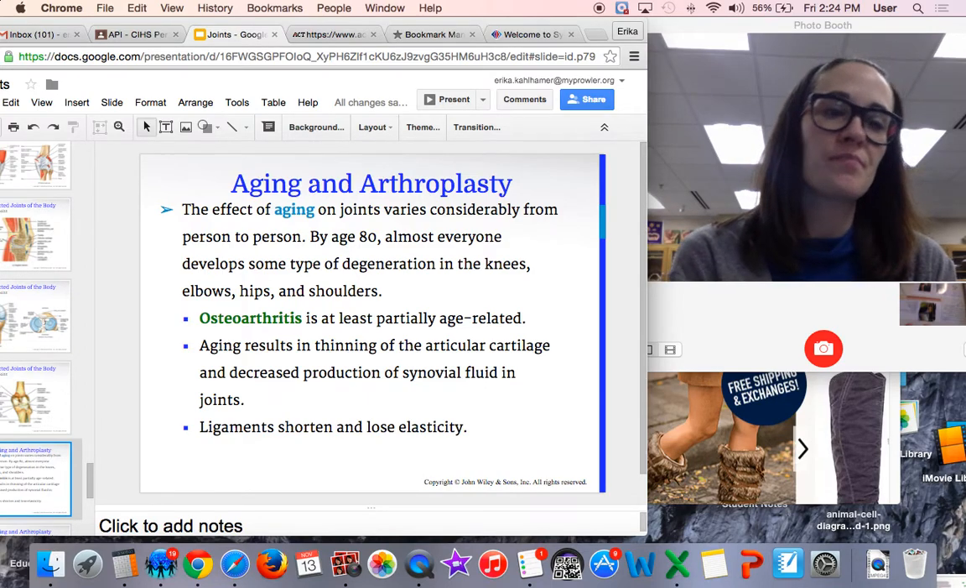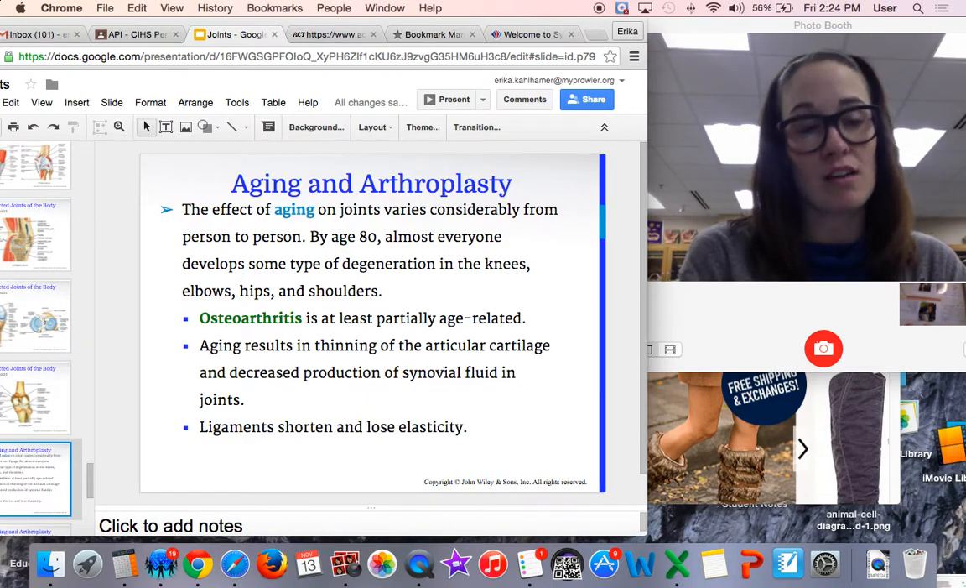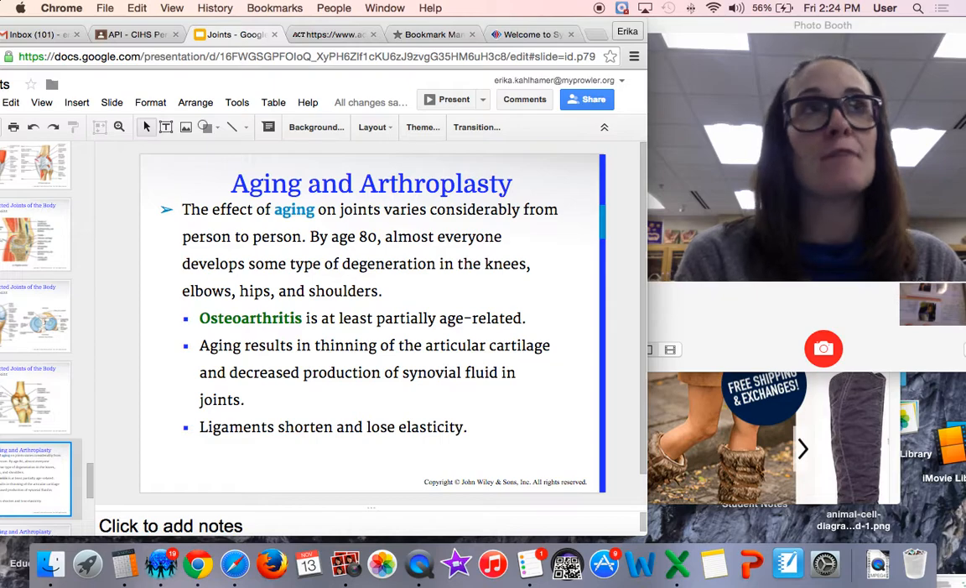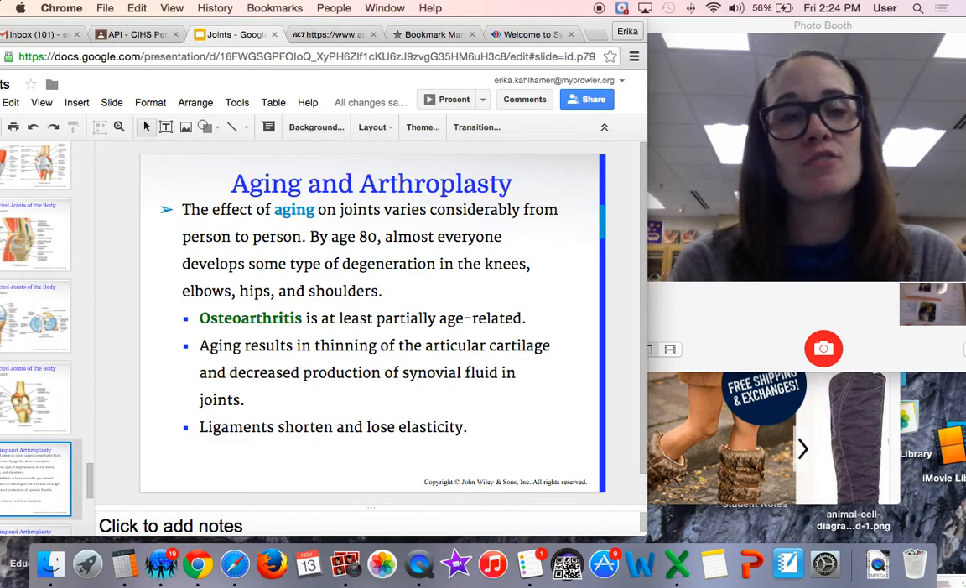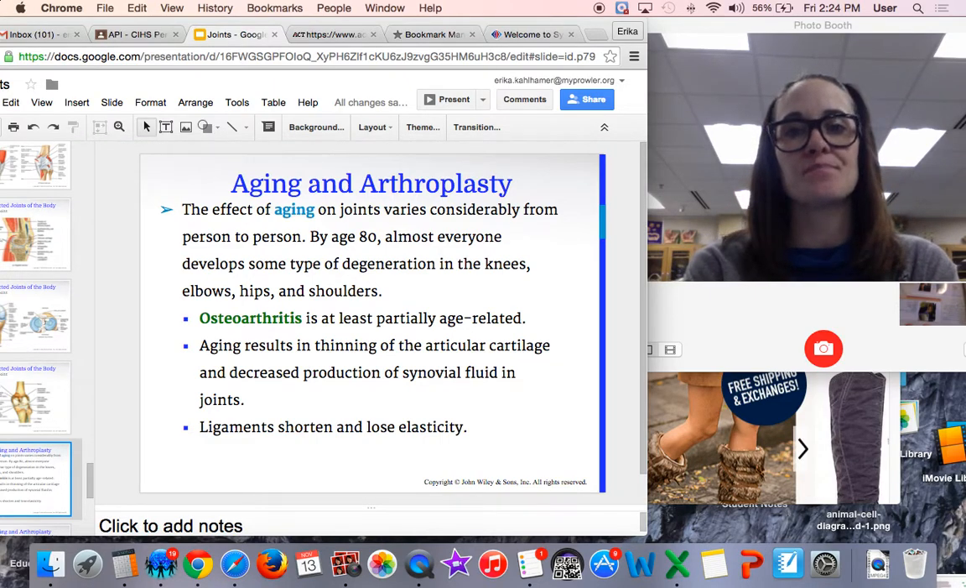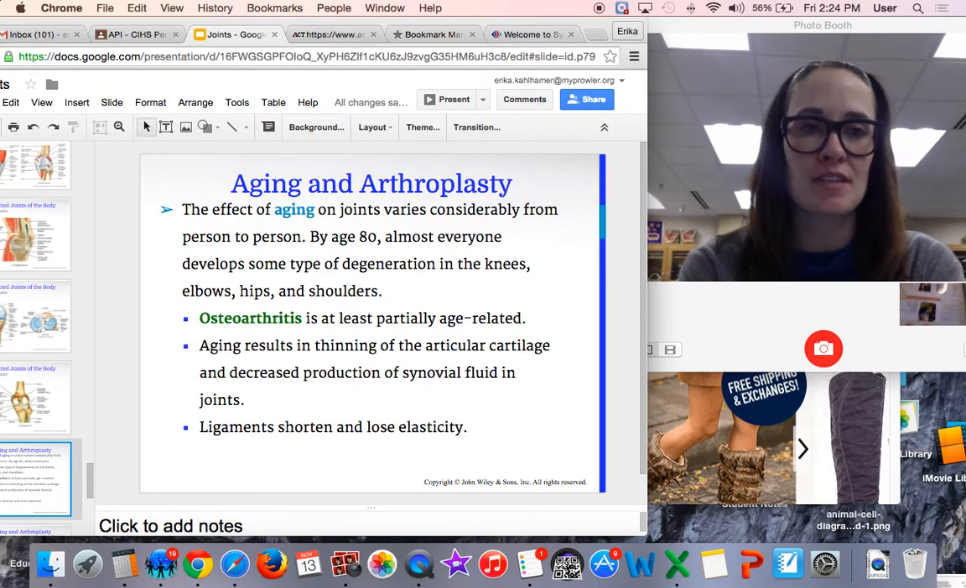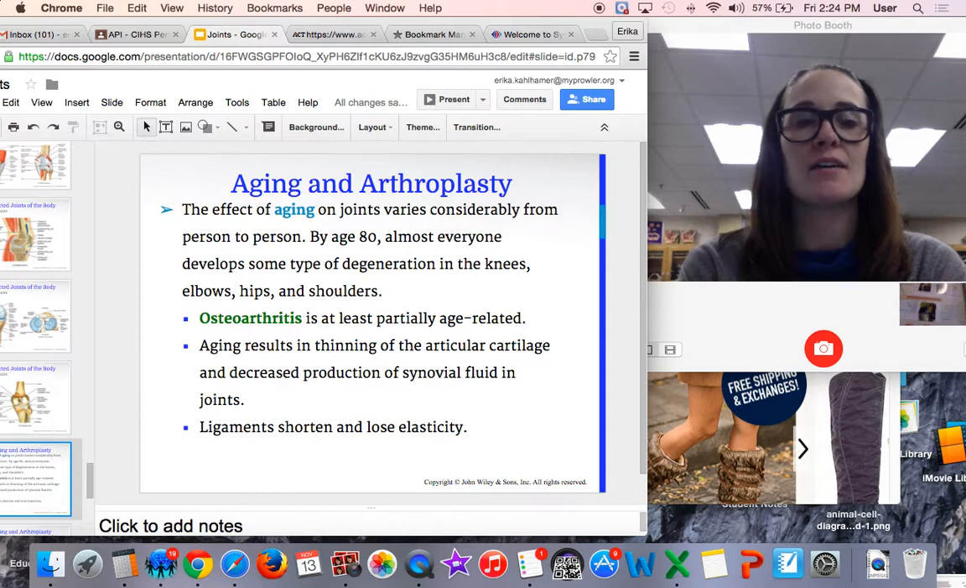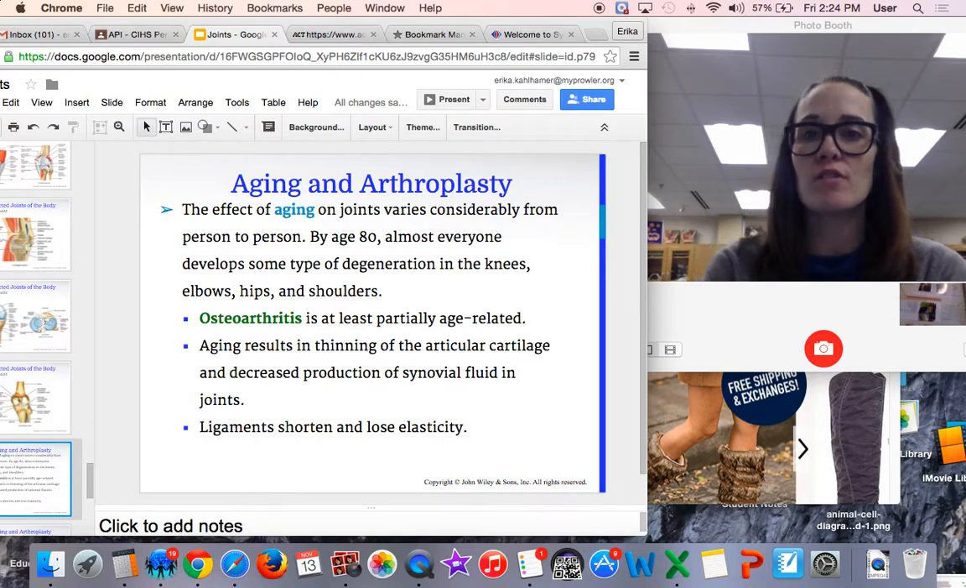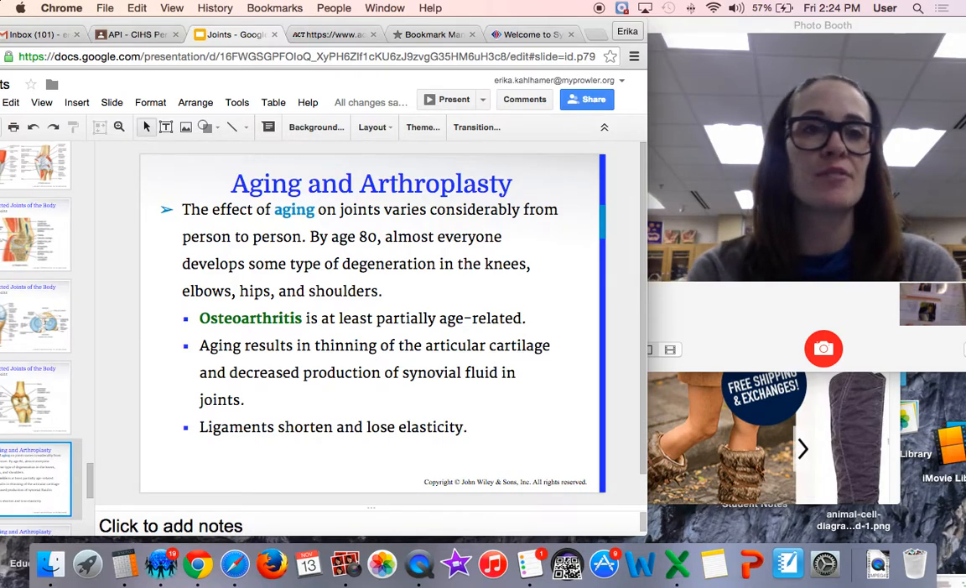So usually osteoarthritis is correlated with aging. So the effect of aging on joints, it does age from person to person, but as you get older, this is something that's going to happen to you. 80-year-olds, almost all of them have some kind of degeneration in either the knees, the elbows, the hips, or the shoulders, okay?